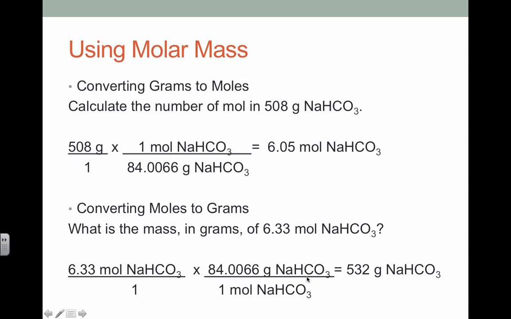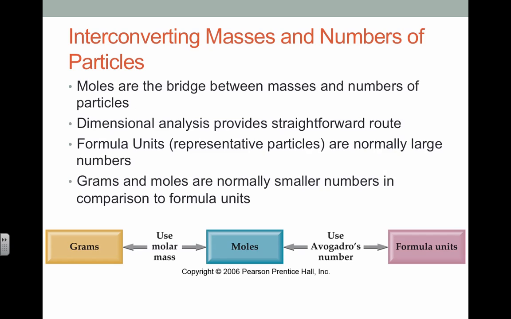We can also go in the opposite direction, where if I give you moles, you can calculate grams. So here I give you 6.33 moles of NaHCO3, and again we're going to use the same molar mass, because it's the same compound, calculated the same way. Now we're going to multiply as opposed to divide, and see how the moles cancel out, and leave us with 532 grams of NaHCO3.